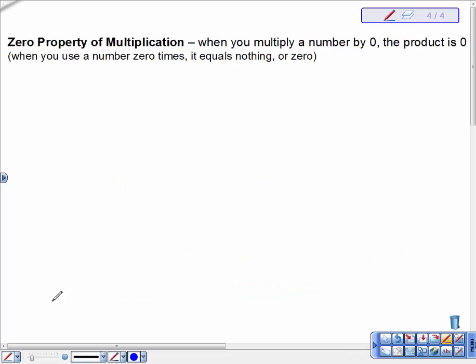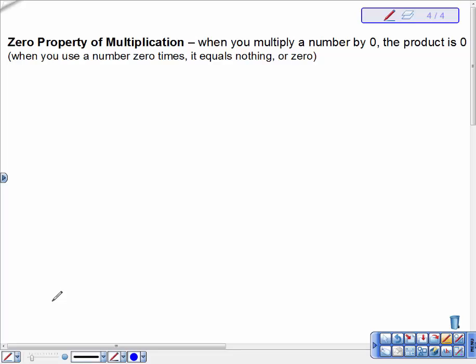And last but not least, we have the zero property of multiplication. This is the easiest to remember. It says when you multiply a number by 0, the product, the answer, is 0. So when you use a number 0 times, it equals nothing, or 0. That's how I remember it.